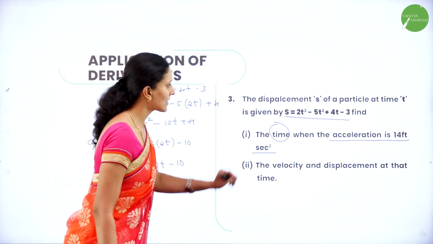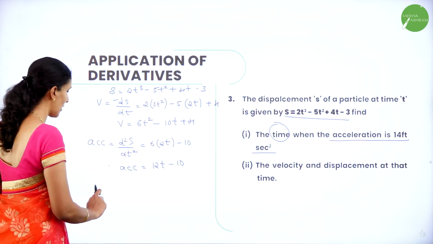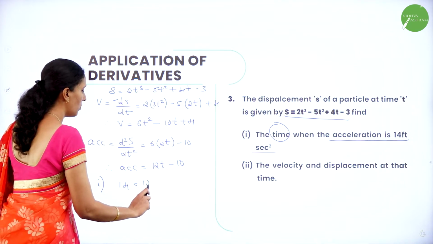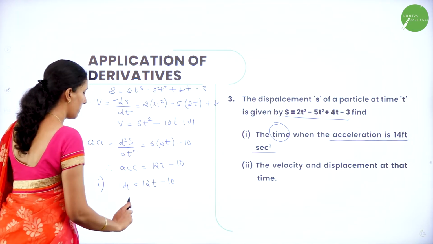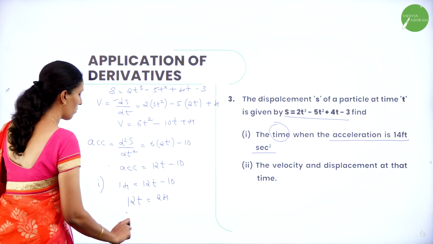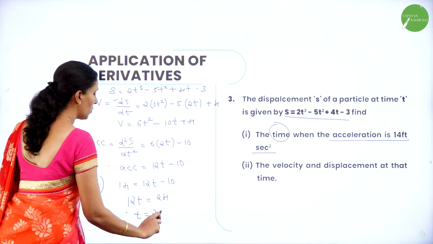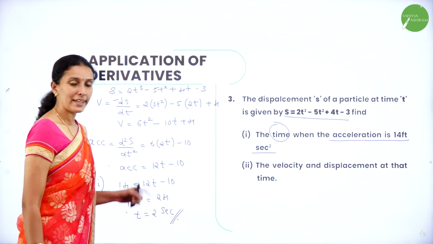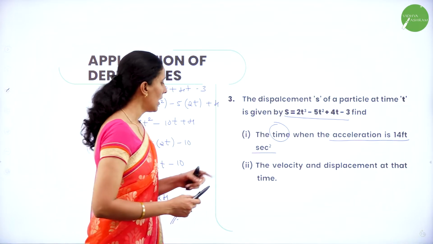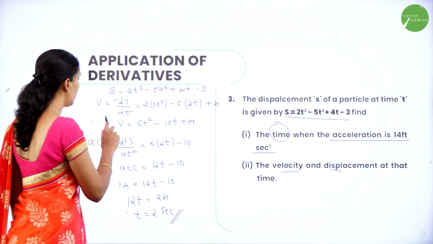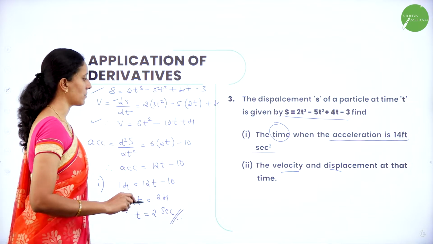Now they have given acceleration is 14 feet per second square. So for the first question, 14 is equal to 12t minus 10. 12t is equal to 24. So therefore we get t is equal to 2 seconds. Now we got time t is equal to 2 seconds. Let us calculate the velocity and displacement.